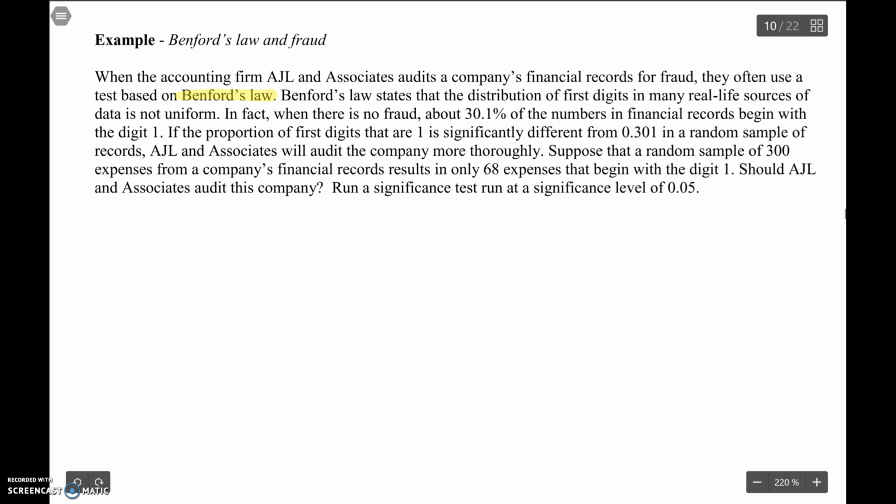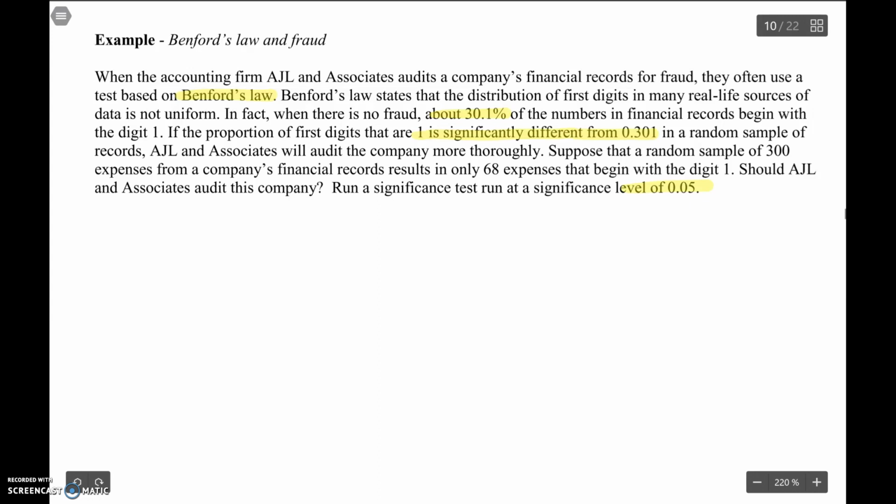In fact, when there is no fraud, about 30% of the numbers in financial records begin with the digit 1. If the proportion of first digits that are 1 is significantly different from 30% in a random sample of records, the auditing company will audit the company more thoroughly. Suppose that a random sample of 300 expenses from a company's financial records results in 68 expenses that begin with the digit 1. Should the audit company audit this other company? Run a significance test at an alpha level of 0.05.